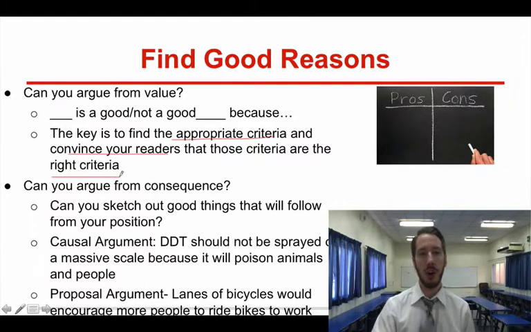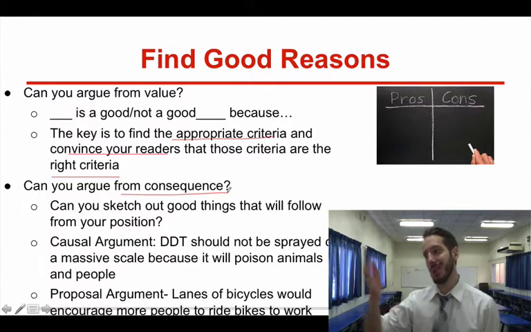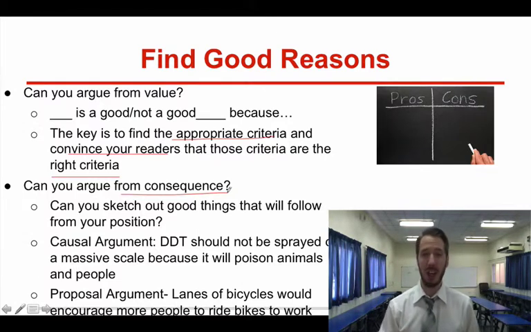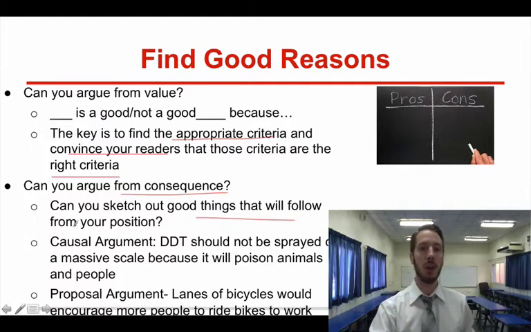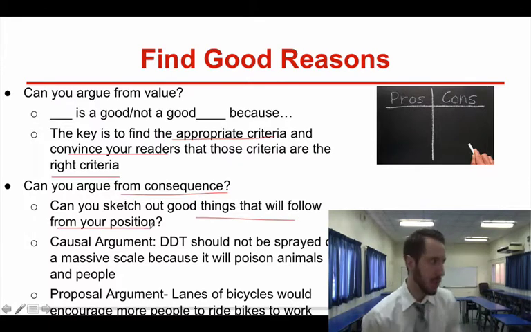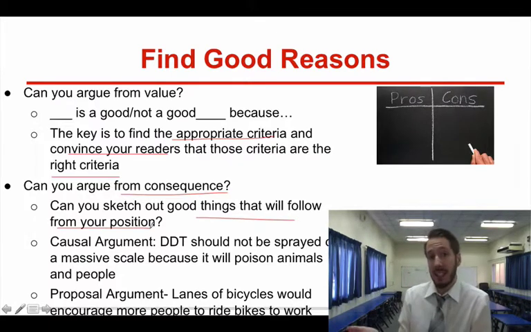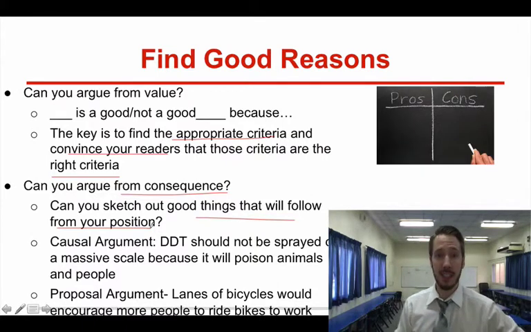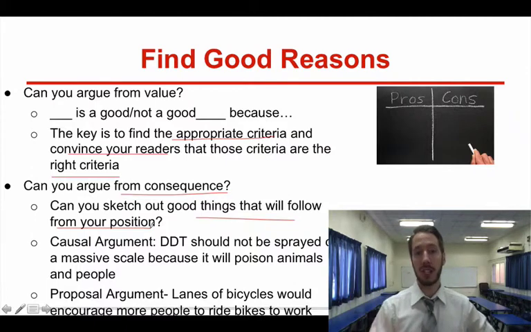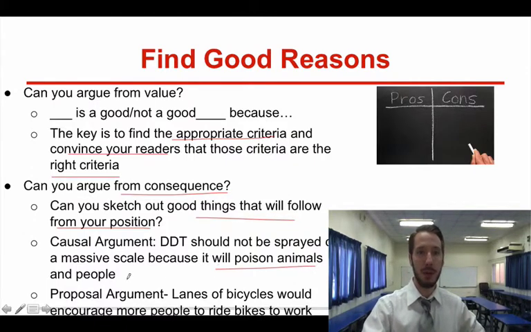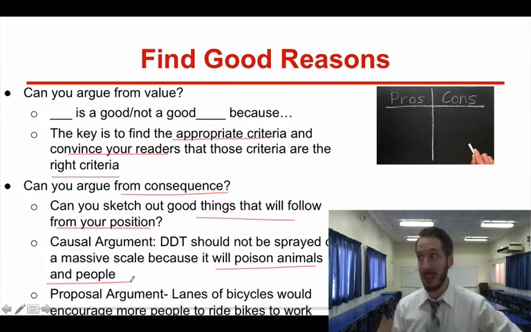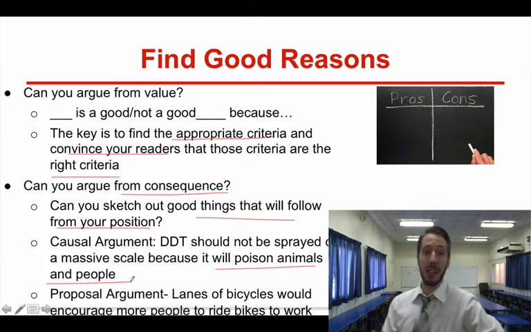Think about, can you argue from conscience? Can you say that, hey, if we create more solar and wind energy in our country, good things are going to follow? Can you point that out? Can you provide evidence to support that? For instance, and this is a causal argument example, DDT, which is a pesticide, should not be sprayed on a massive scale because it will poison animals and people. Hey, you know what? If we don't do that, bad things are going to happen. If we eliminate that, good things will happen.